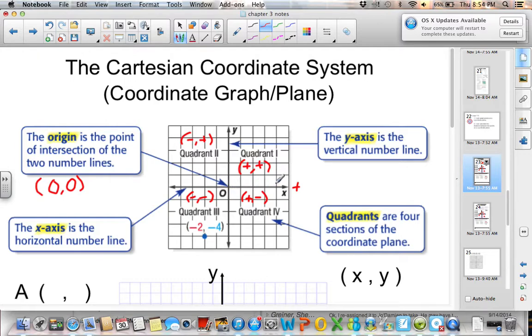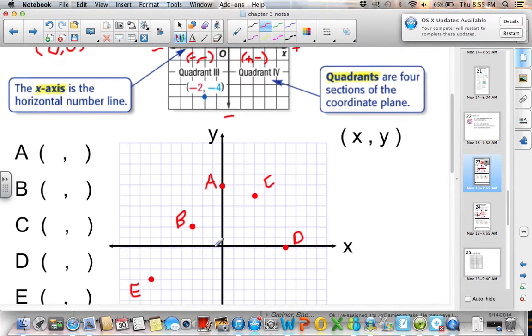So from 0 to this side of x is positive. From 0 to this side is negative, because it's like a number line, or it is a number line. Starting at 0, to the right is positive, to the left is negative. Same goes for y. Top of 0 is positive on the y-axis. Bottom of 0 is negative on the y-axis. Okay, so let's look at some points.